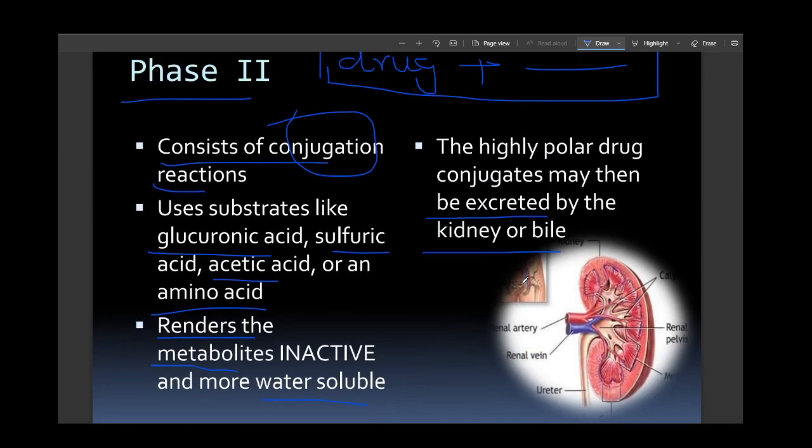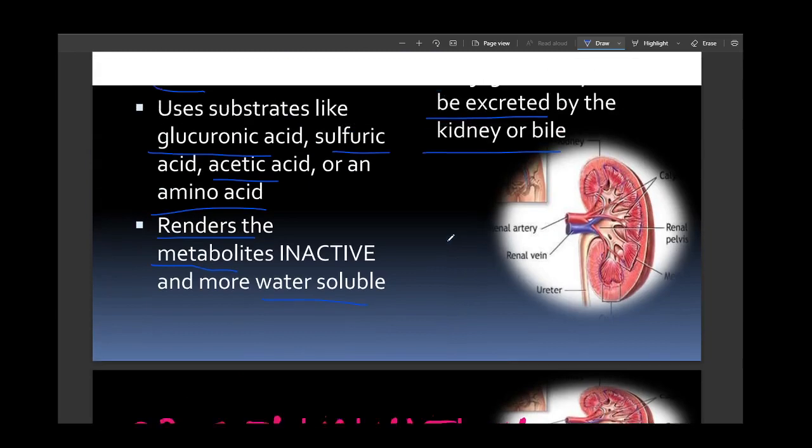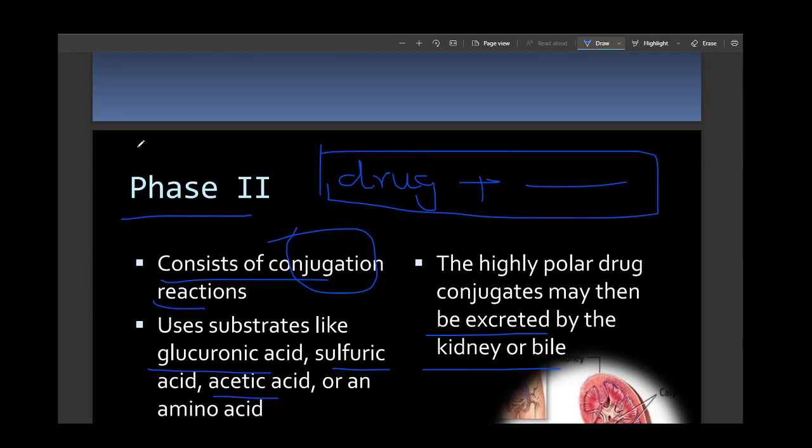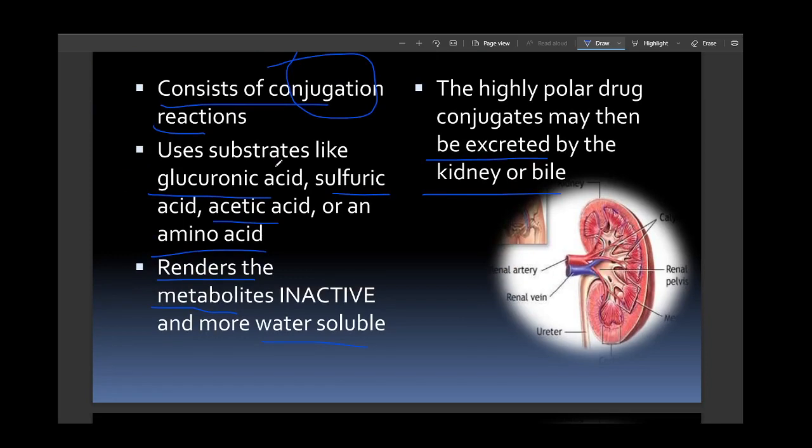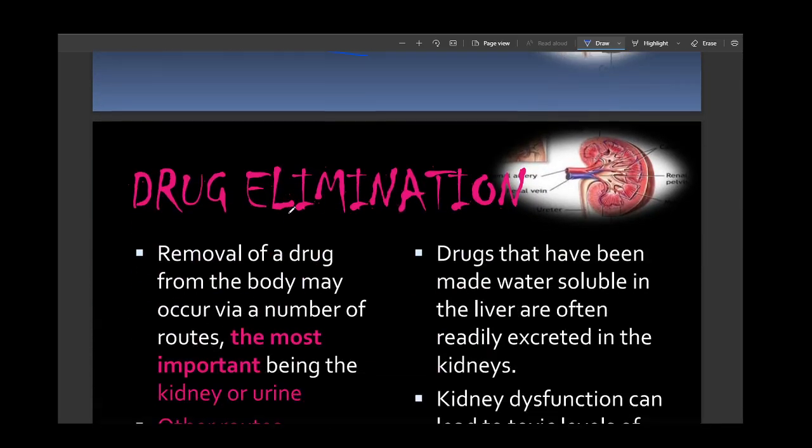We can convert codeine to morphine, and it will be more potent but biologically inactive, and it will be excreted through the kidneys.